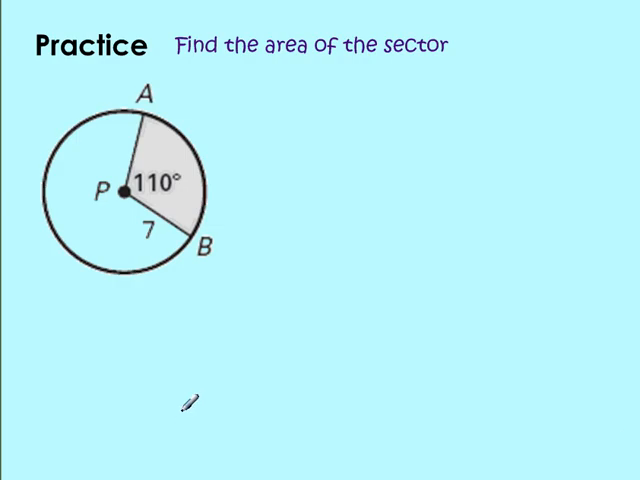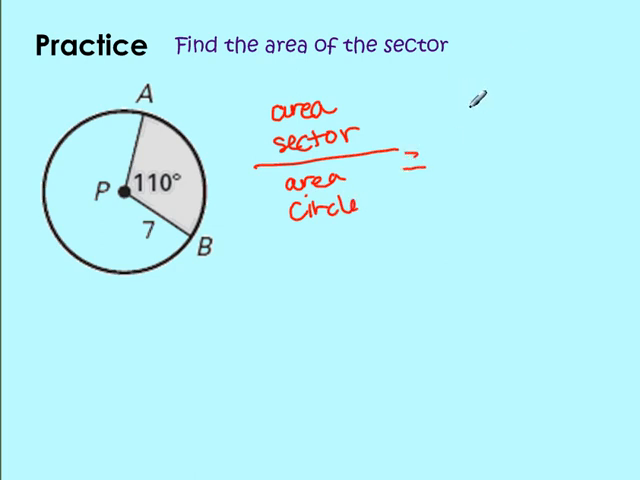Let's try a practice problem. This one asks for us to find the area of the sector. So our setup that we had was the area of the sector over the area of the circle is equal to, you can call this your central angle measure over 360 degrees. Remember that your central angle is going to be equal to your intercepted arc. So whatever you choose to put here doesn't really matter.